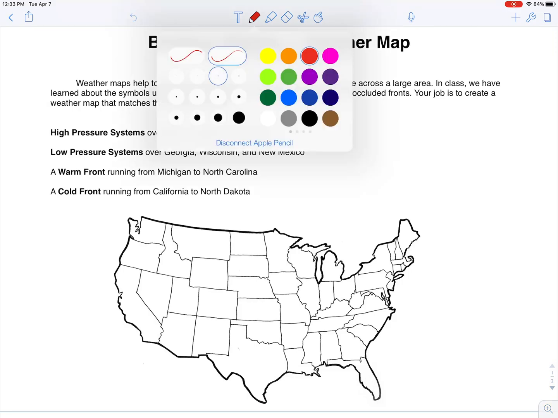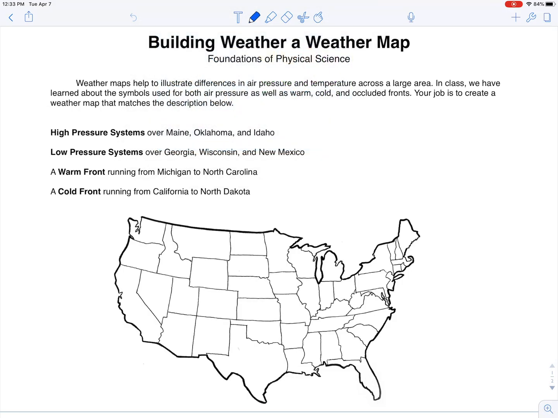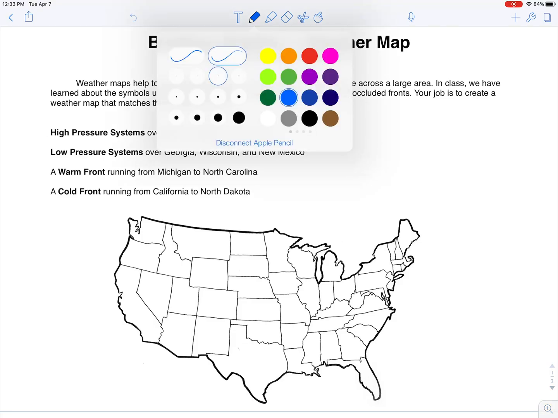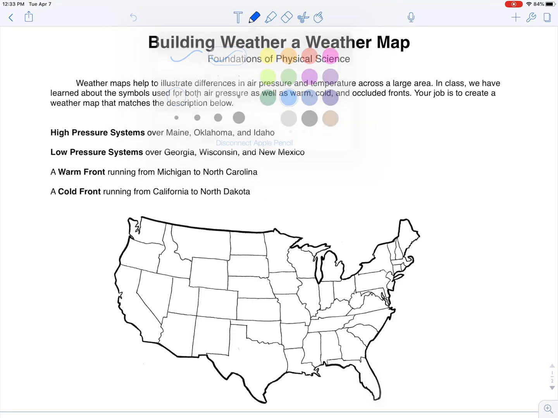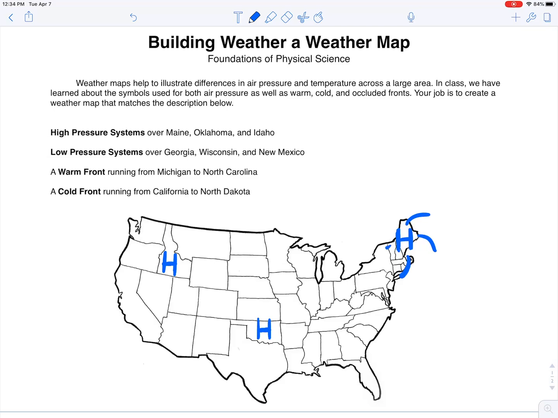So let's jump right in and do our high and low pressure systems first. Our directions tell us we need a high pressure system, so I'm going to use blue. I might make my line even a little heavier too. We want a high pressure system over Maine, Oklahoma, and Idaho. Here's Maine. Hopefully you can find Maine on the map. Some of these other states might be tricky for you, but we've got to know where Maine is. Here is Oklahoma, high pressure over Oklahoma. And Idaho over here is going to have high pressure.